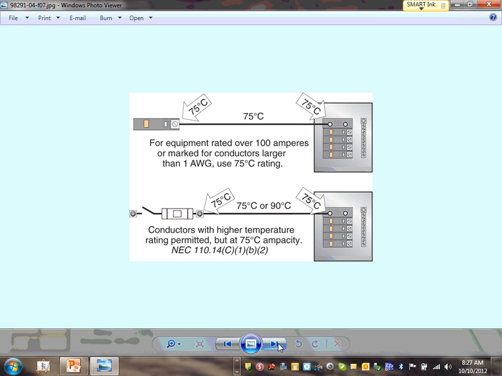But if you have three-phase equipment, say a three-phase heater at 50 amps, definitely the assumption is it's three-phase. What's the assumption? It's 75, almost always.